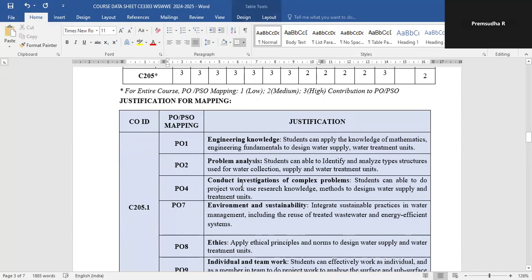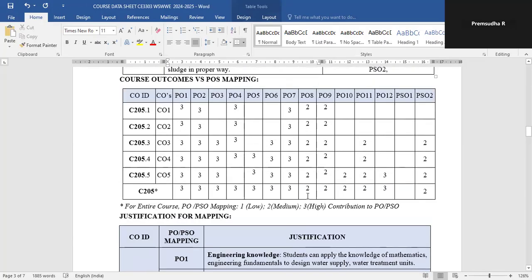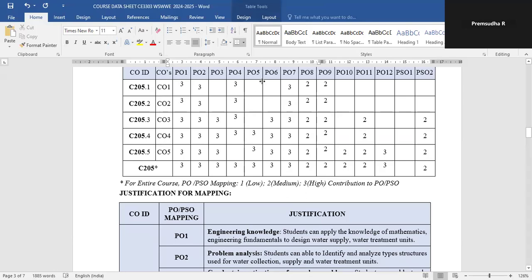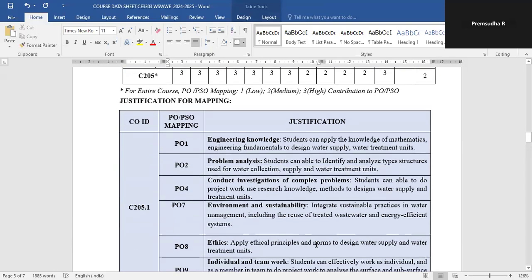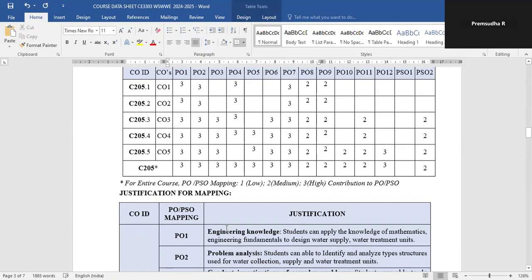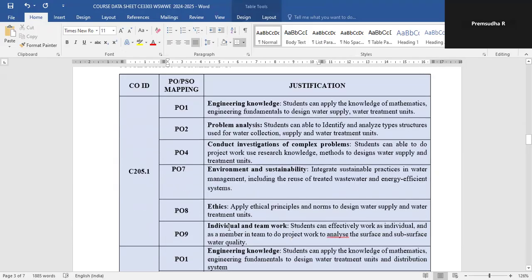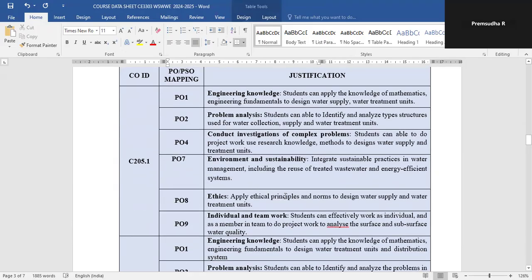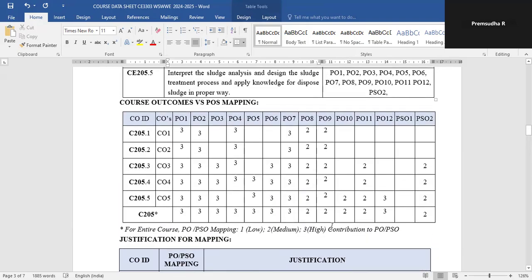Here you can see you can conduct the investigation of complex problems. You are able to design the water supply and treatment units. Then in PO7, I gave strong correlation. Here you can see that it integrates sustainable practice in water management, including the reuse of treated wastewater and energy efficient systems. And PO8, this applies the ethical principles and norms to design water supply and water treatment units.